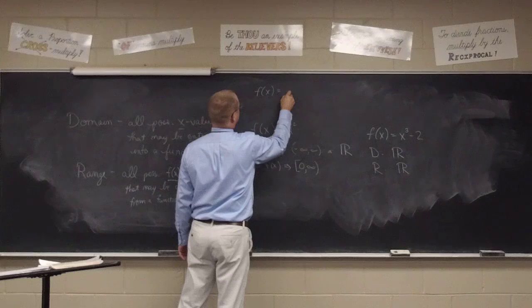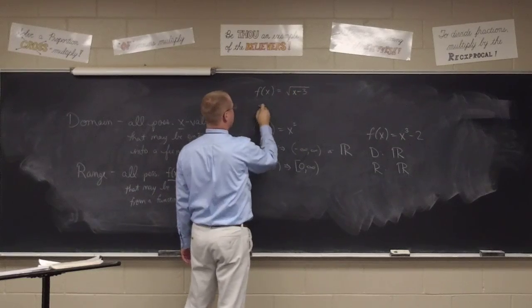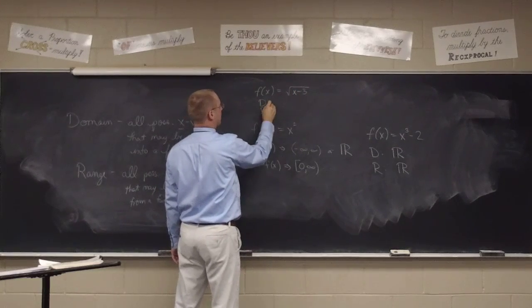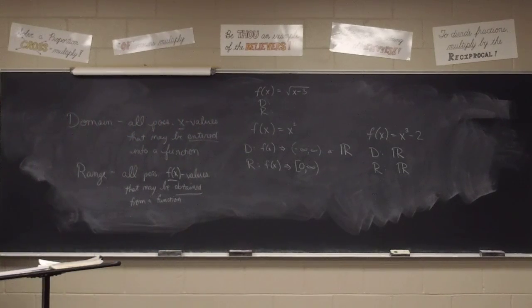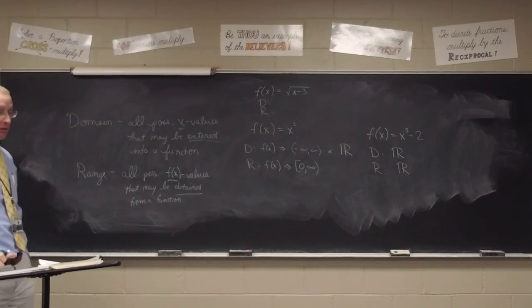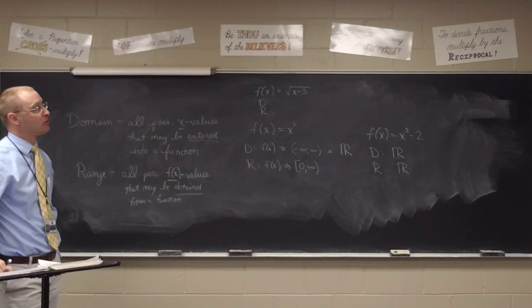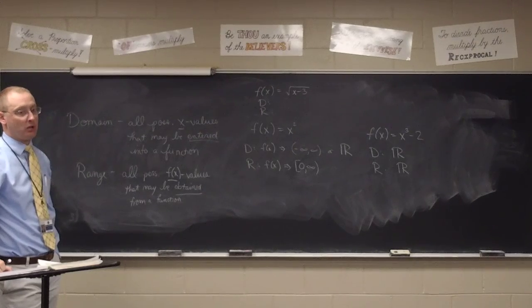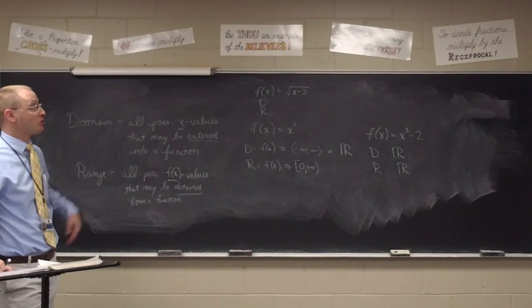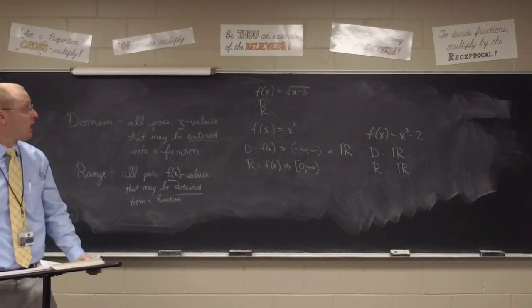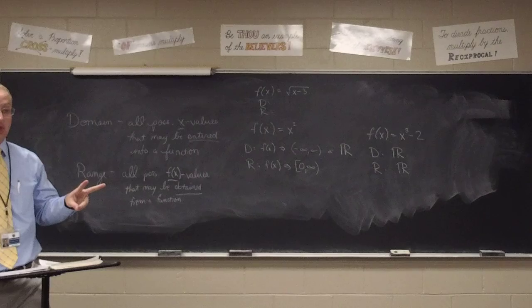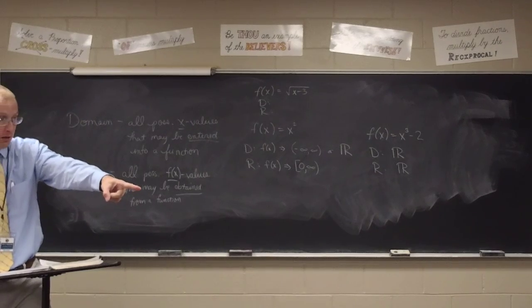So what about this one? f of x is equal to the square root of x minus 3. For the domain, again, domain is everything I'm allowed to plug in. Is there anything I can't plug in? Remember, can you take the square root of a negative? No. So I can't plug in a 0, because that would give me a negative 3. What else? I can't plug in a 1 or a 2, but I could plug in a 3, couldn't I? Because that would give me a 0.